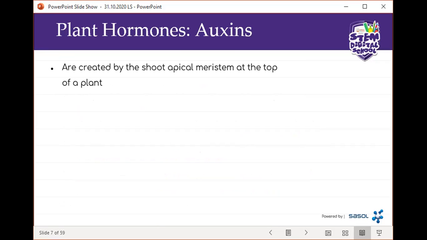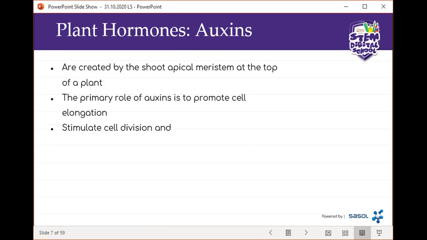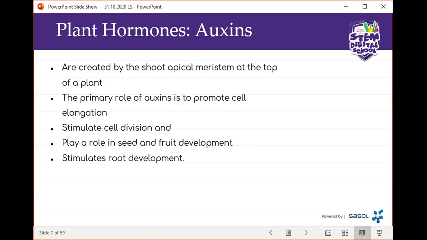So auxins are created by the shoot apical meristem at the top of the plant. Important: know that it is created by the shoot apical meristem at the top of the plant. Then the primary role of auxins is to promote cell elongation. It also stimulates cell division, plays a role in seed as well as fruit development, and it stimulates root development. It also delays leaf senescence.